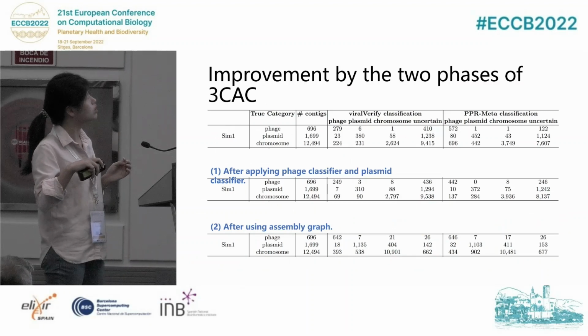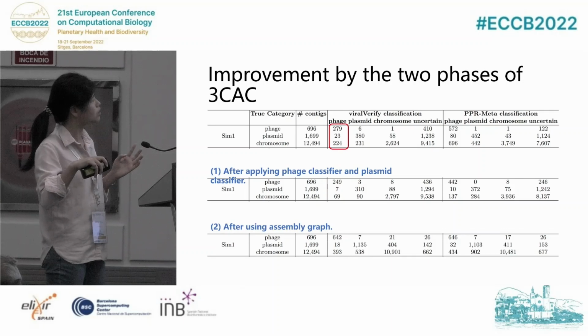Here I will show the improvement of 3CAC by the raw classification number. The top table shows the classification result of viral verify and the PPR method. For example, let's see the red column. It shows the phage prediction in viral verify. We can see around 200 chromosome contigs were wrongly classified as phage by viral verify. It means viral verify only has precision around 0.5.